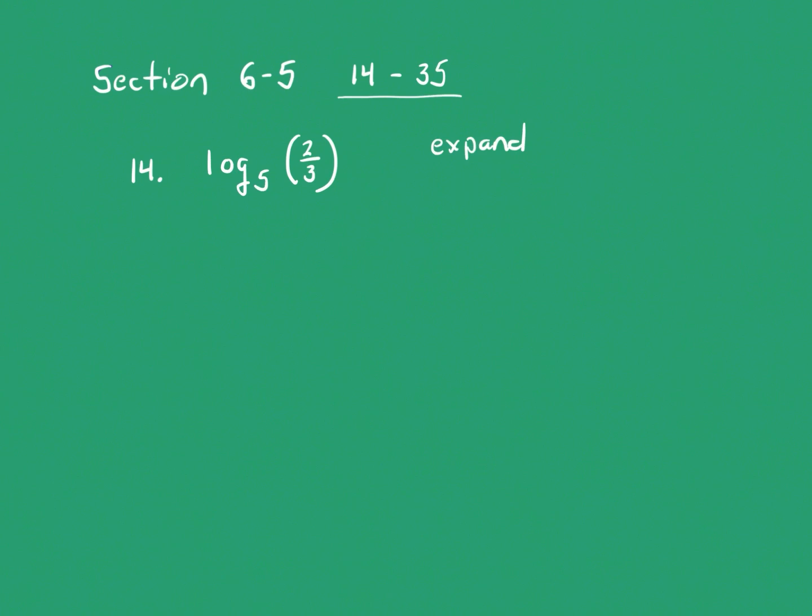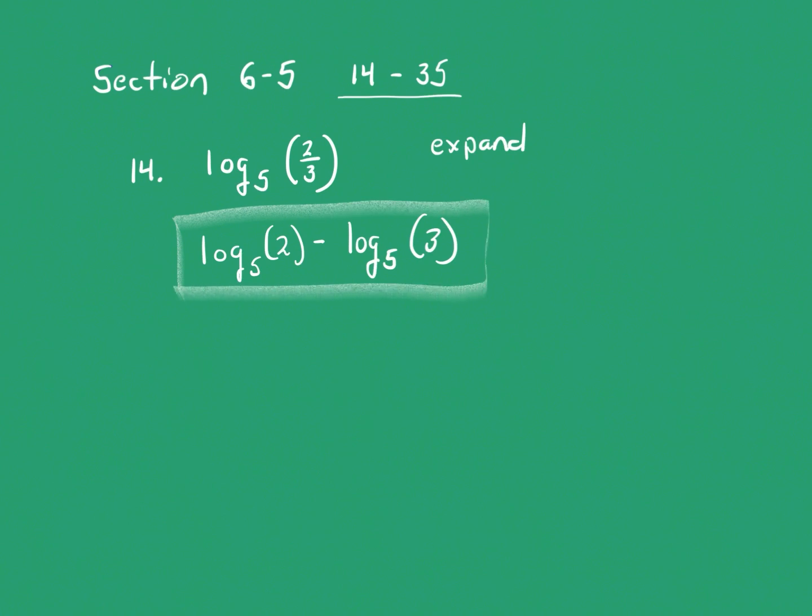Okay, so what we have here is a logarithm of a quotient. So using our log properties, this would be the logarithm of a quotient property. And the way this works is we can rewrite this logarithm as log 5 of 2 minus log 5 of 3. Okay, and they're starting us out by expanding them. Oftentimes we are going the other way, but this would be our answer here. This is all we have to do for this problem.